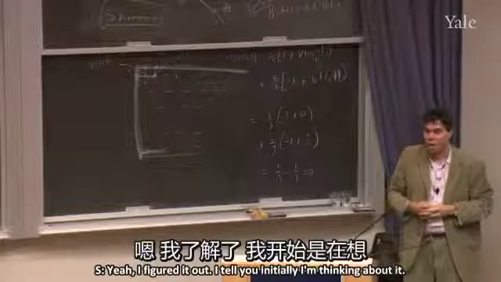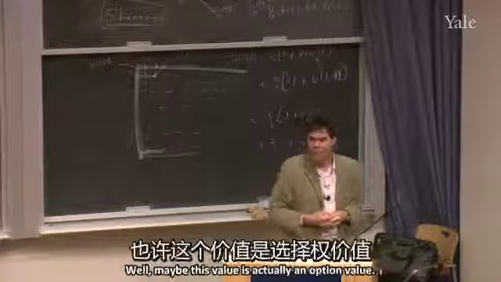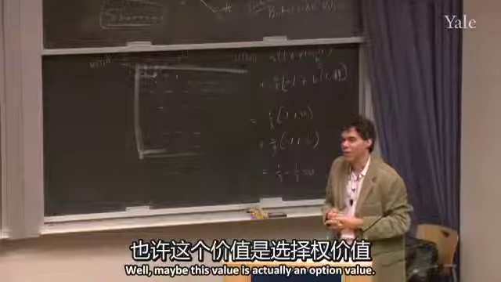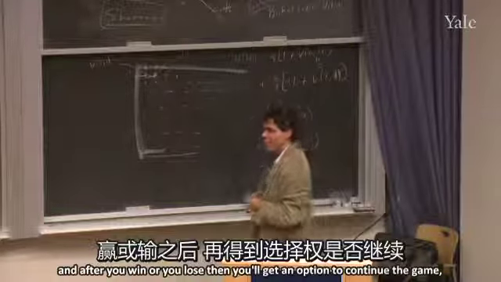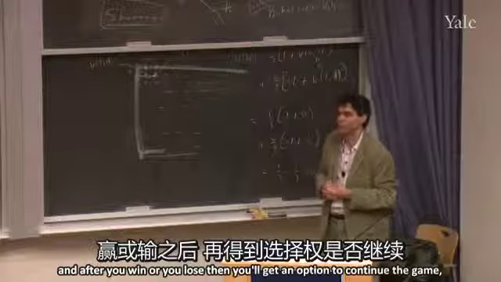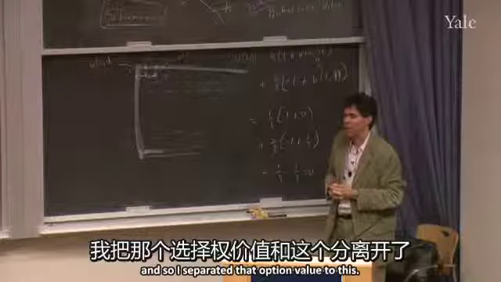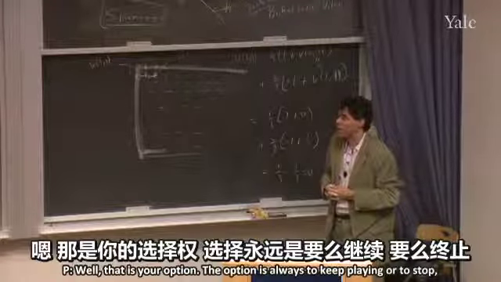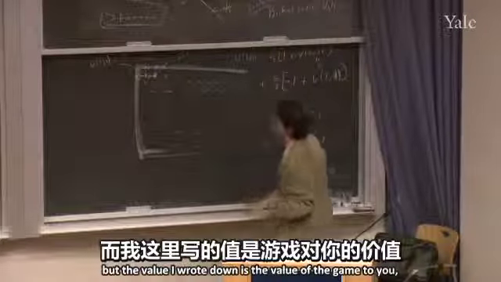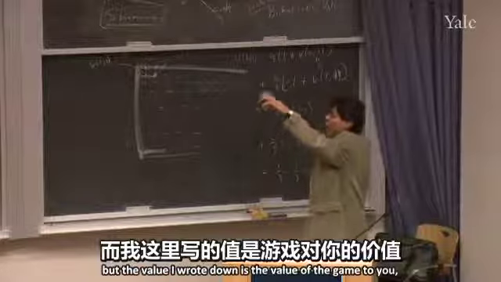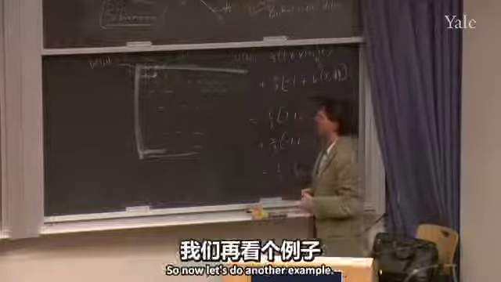So, I figured it out. Actually, initially, I'm thinking about it, and I imagine this value is actually an option value. For example, you could choose to play this game, and after you win or you lose, you get an option that continues the game. And so I separate the option value to this. Well, that is your option. The option is always to keep playing or to stop. But the value I wrote down is the value of the game to you, of being able to play the whole game however you want.